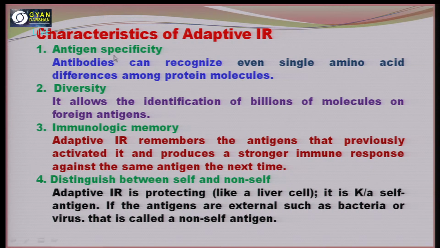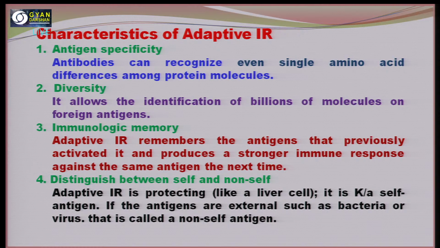The first one is antigenic specificity. Antibodies can recognize even single amino acid differences among protein molecules. Even if you compare two protein molecules with a single amino acid difference, your adaptive immunity can recognize it. So you can say it is antigen specific.